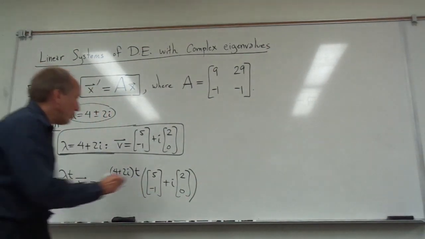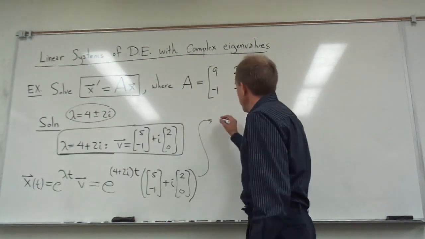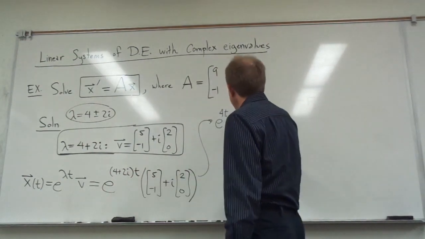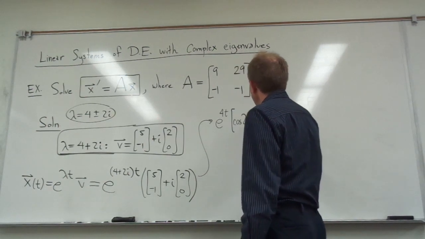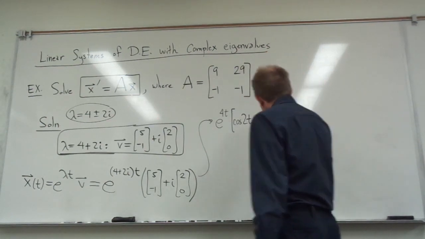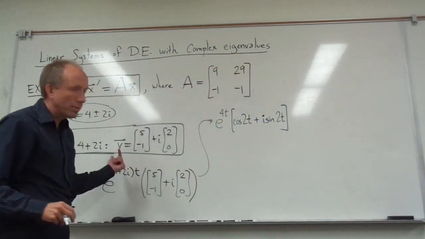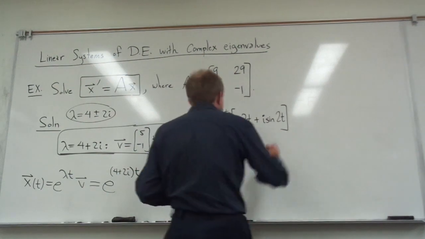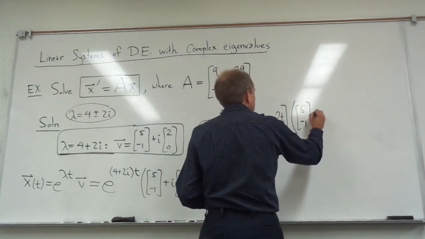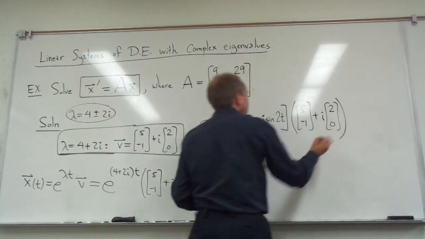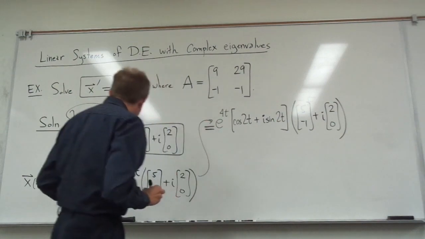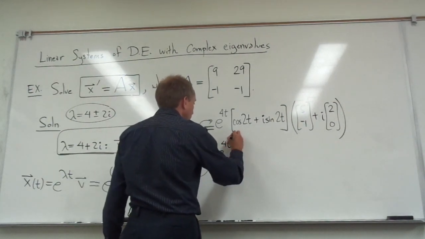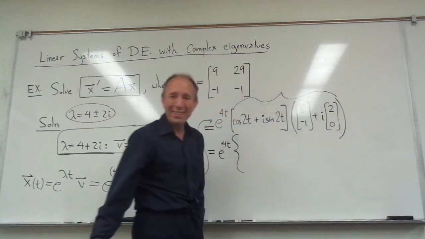And as usual, if I want, I can FOIL this out. So I'll have e to the 4t at the beginning here. And if I multiply that by e to the 2it, that can be rewritten using the Euler formula, as we saw in an earlier chapter. I can take e to the i theta and write it as cosine of theta plus i times sine of theta. And then of course I still have the eigenvector that looks like this. So far I'm not real happy with this answer because it still has i in it. But what we can do next is go ahead and actually FOIL this out.